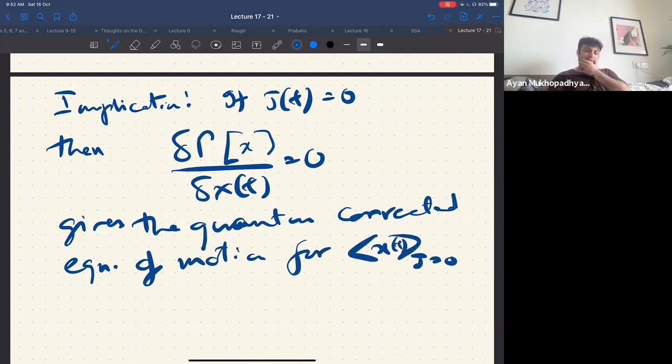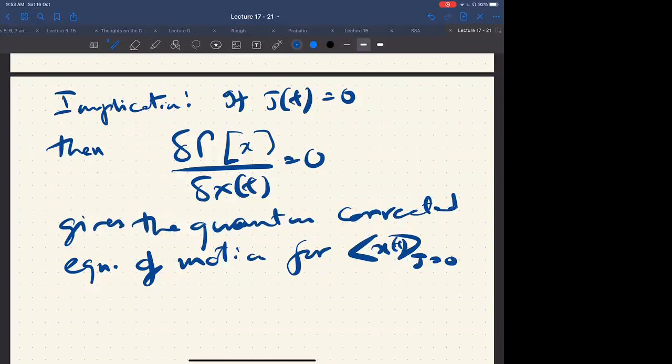So that's remarkable, because it's a very simple proof that the quantum effective action gives the correct equation of motion for x of t. Okay. So this is something that we have claimed before, and now we state explicitly. All right. So any question here?